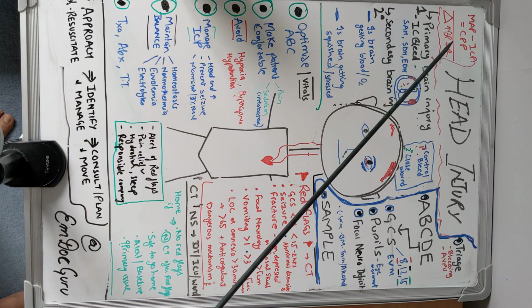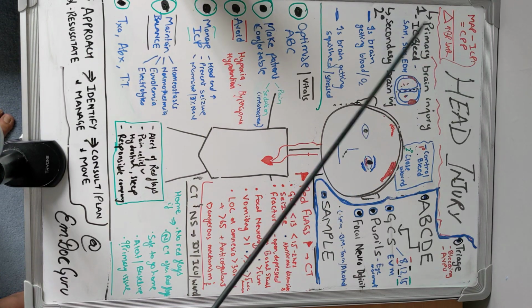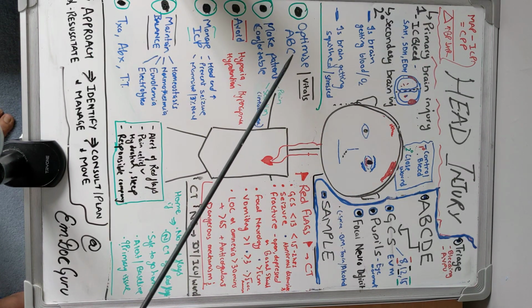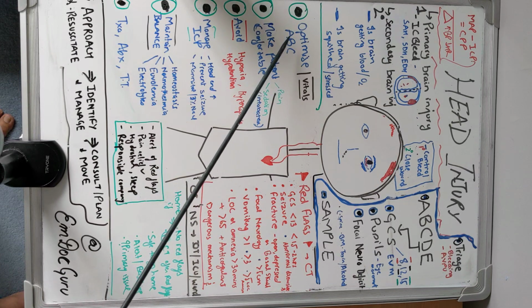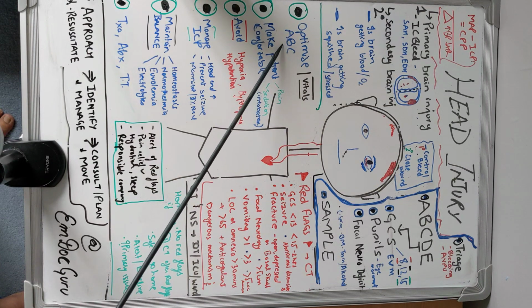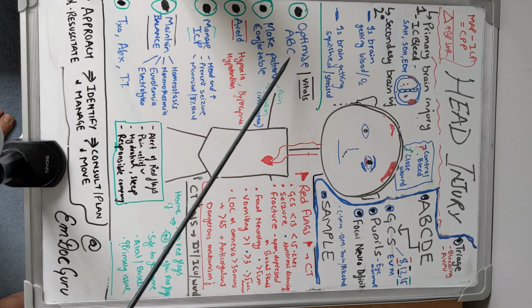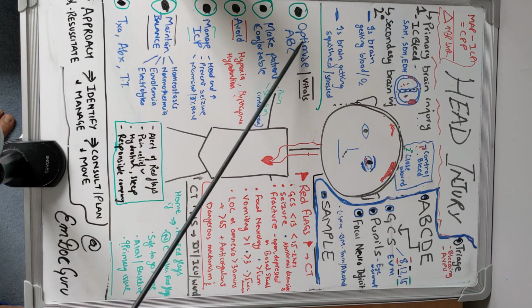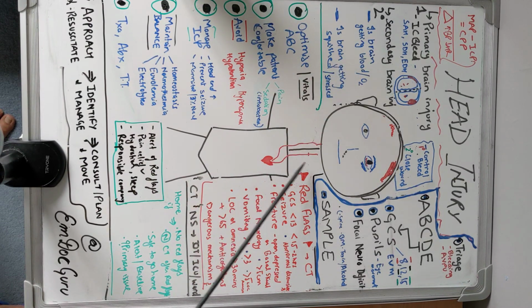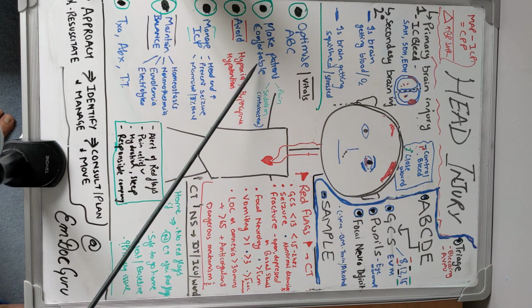So what you need to do is optimize the ABC. Ensure that the person has no airway concerns, their breathing is okay, and circulation is maintained by giving fluids, tranexamic acid, controlling bleeding, or giving any blood products to maintain the vitals, because only then can you ensure that the brain will also get blood and oxygen, and the supply is adequate.